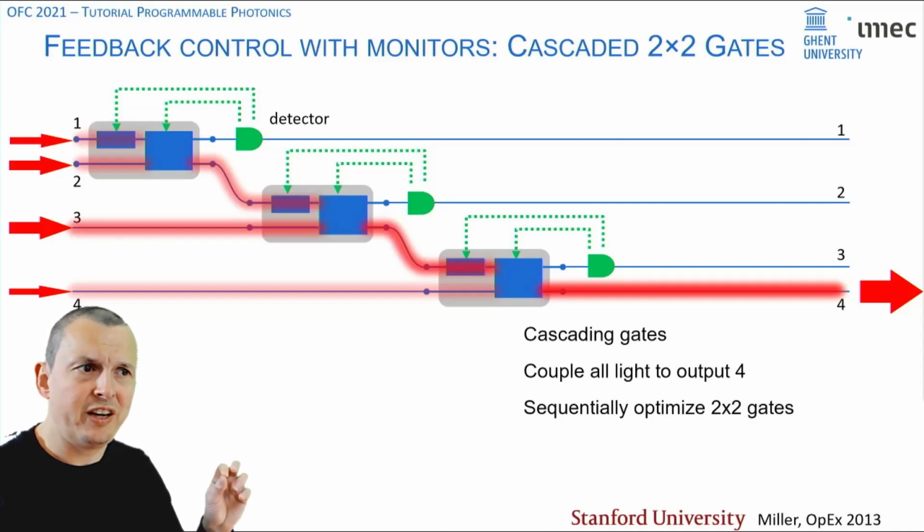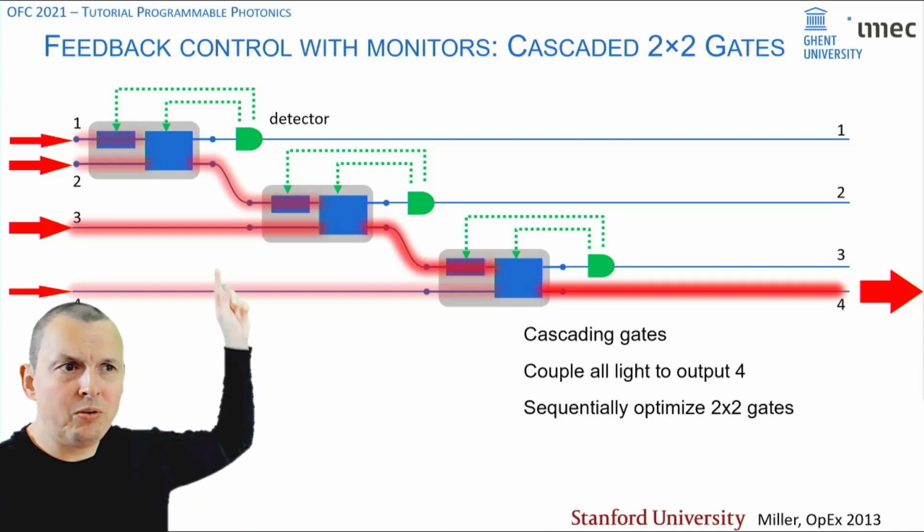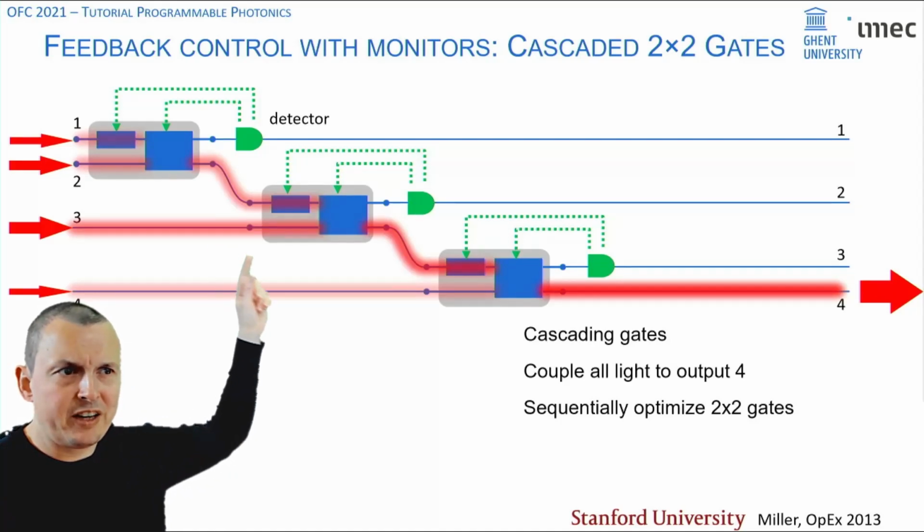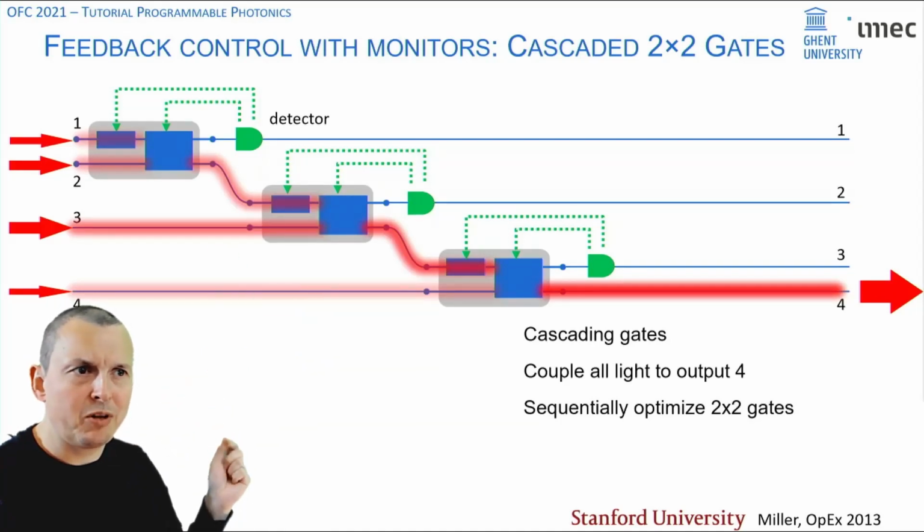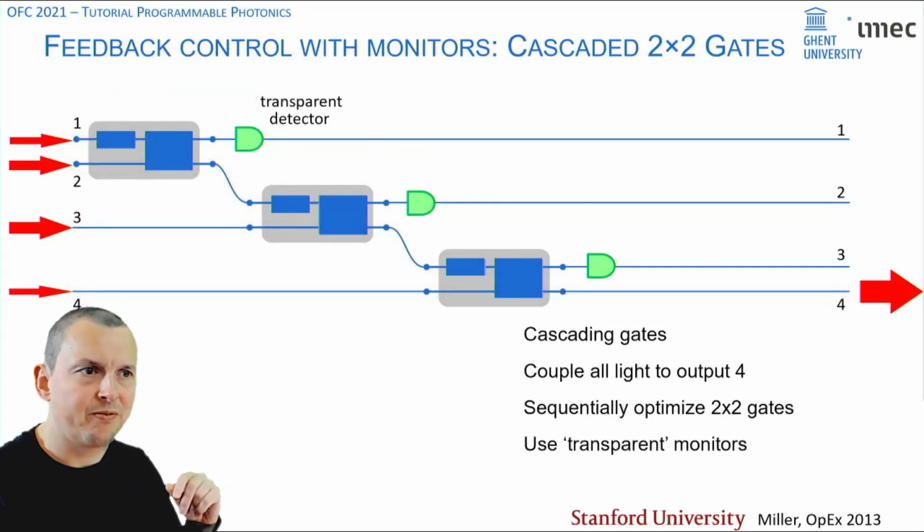Now, this is not the end. We don't need all the power in the detector to actually monitor. We only need a little bit of power to know to minimize this circuit. So let's say that we can make a detector where 99% of the light goes through. We call this a transparent detector.